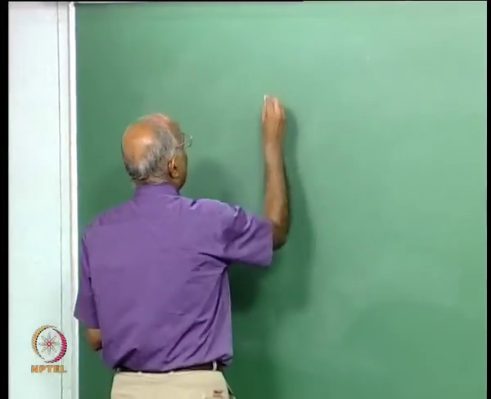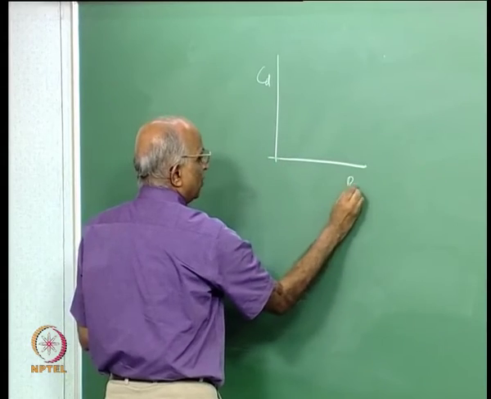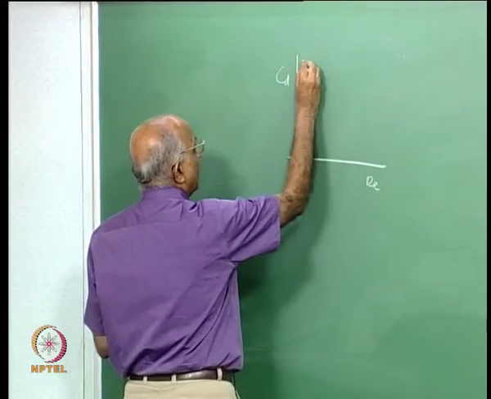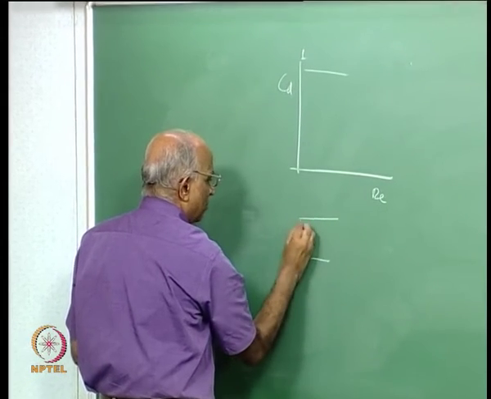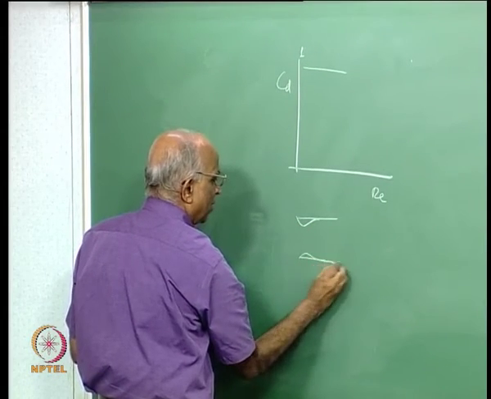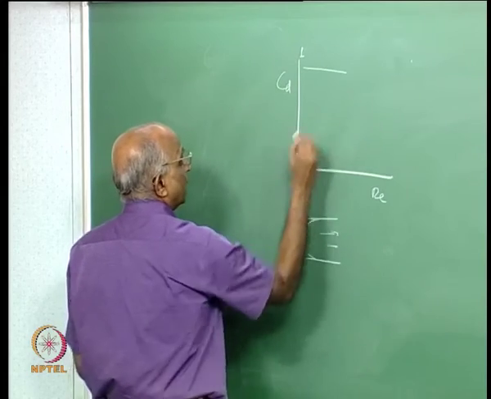When I start an experiment and I say I am measuring the CD as a function of Reynolds number, I get attached flow for which CD is near 1, because the flow comes like this, gets attached over here, and flows fully here. Therefore, only friction drop is what matters here.